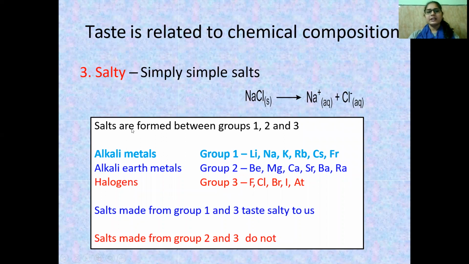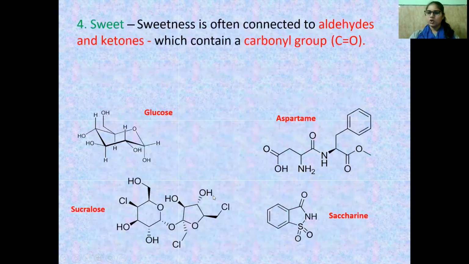Next, we have salty. It is basically a simple salt, for example sodium chloride. When it dissociates in water, it gives ions of sodium and chloride. Salts are formed between groups 1, 2, and 3. Alkali metals, known as group 1, include lithium, sodium, potassium, rubidium, and cesium, and alkaline earth metals, also known as group 2, have beryllium, magnesium, calcium, and strontium, and halogens in group 3: fluorine, chlorine, bromine, iodine, and antimony. Then salts made from groups 1 and 3 taste salty to us, and salts made from groups 2 and 3 do not.